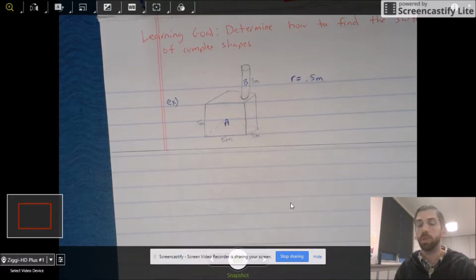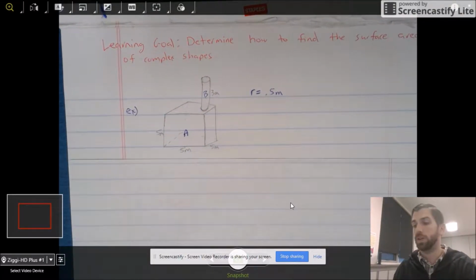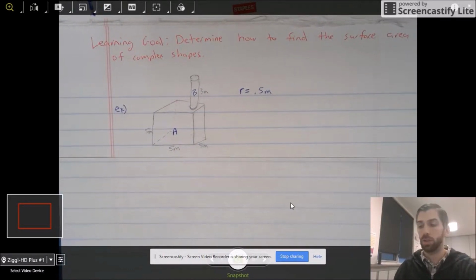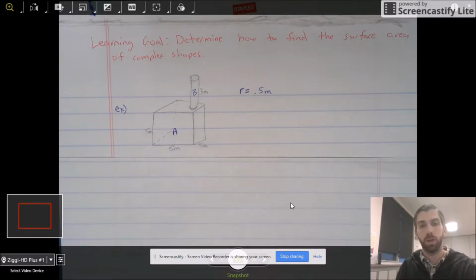Hi, and welcome to part two of finding the area of complex shapes, finding the surface area of complex shapes. So that's your learning goal. How are we going to find the area of shapes that look similar to this one right here?